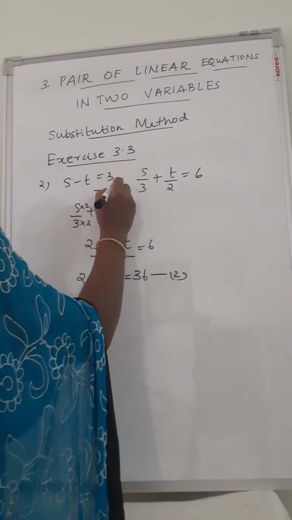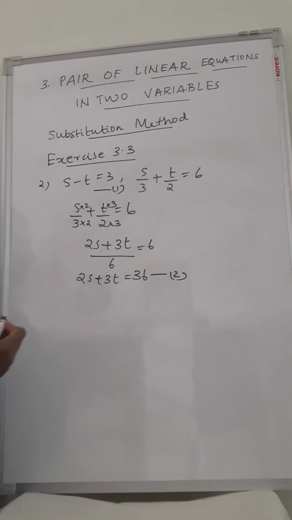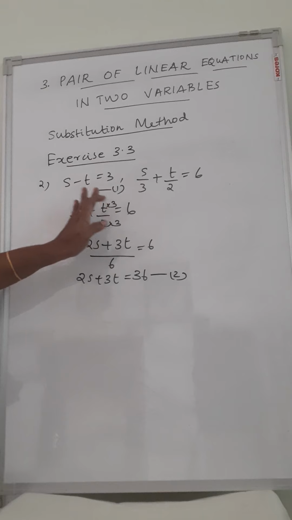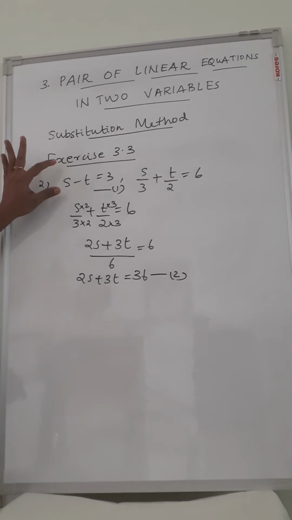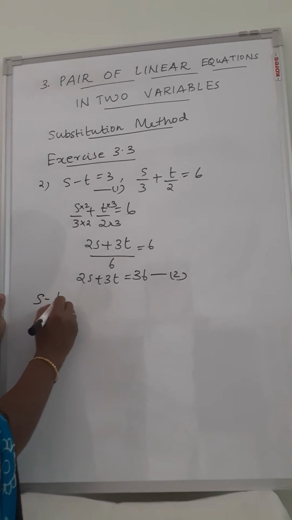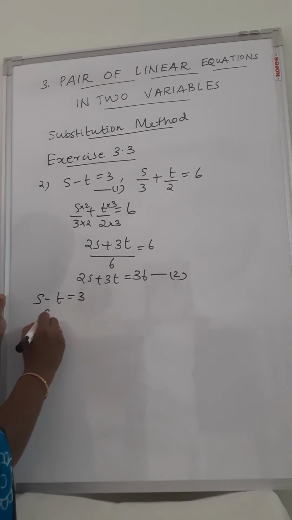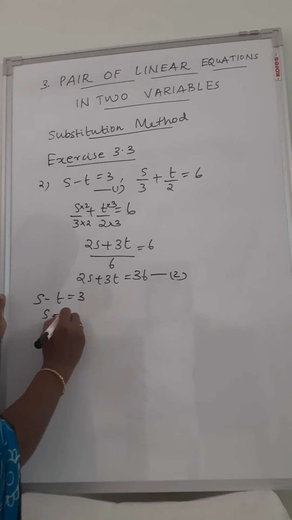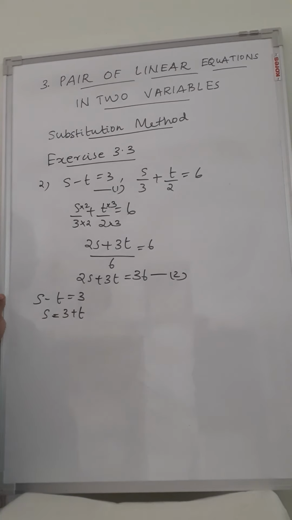And the first equation is s minus t is equal to 3. From the first equation we can take the value of s. That is s is equal to 3 plus t.